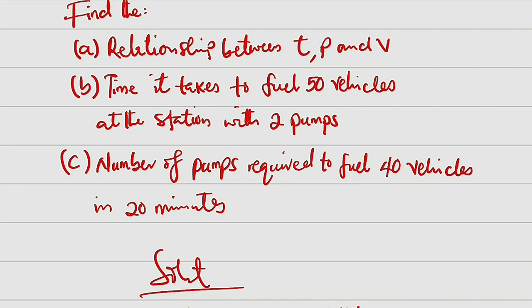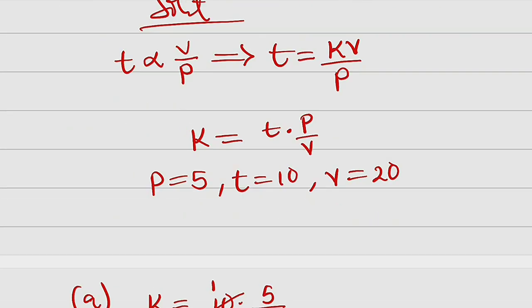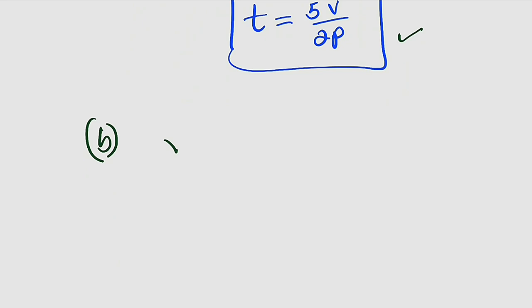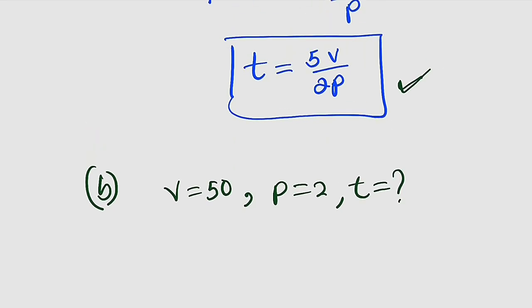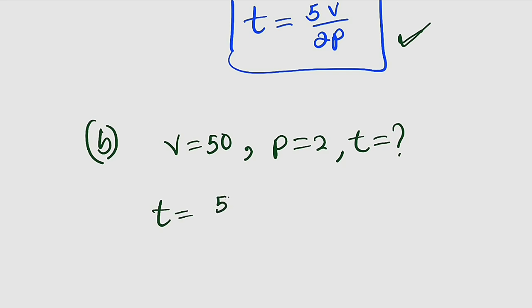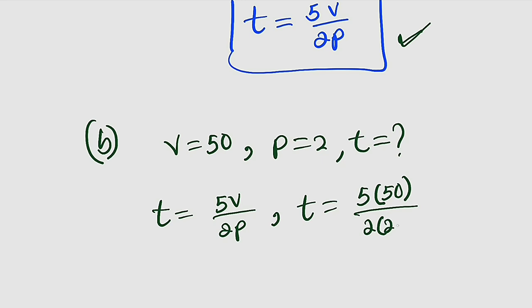Then let us move on to the B part. The B part, it says we should find the time it takes to fuel 50 vehicles at the station with 2 pumps. So you can see that V is 50 and P is 2. So V is 50, P is equal to 2, and time, which we are looking for, is unknown. We are going to use this formula. T is equal to 5V divided by 2P, which means that T is equal to 5 multiplied by 50 divided by 2 multiplied by 2.